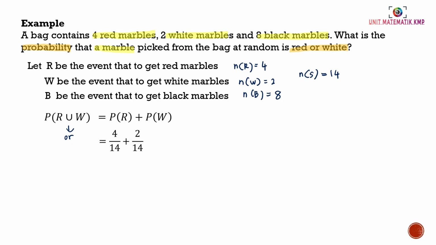For P(R) is 4 over 14, and for P(W) is 2 over 14. So 14 is the value of NS, the total outcomes for the sample space. And 2 is NW, the number of outcomes in event W, and 4 is the number of outcomes for event R. We get 6 over 14 or 3 over 7.